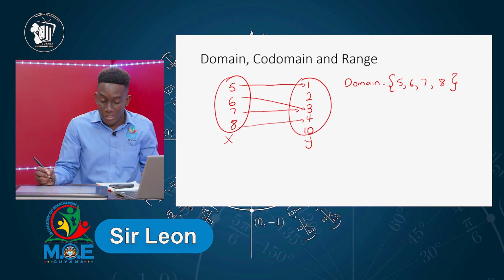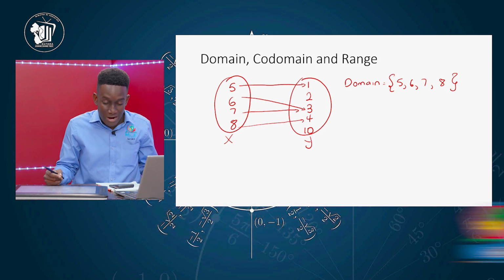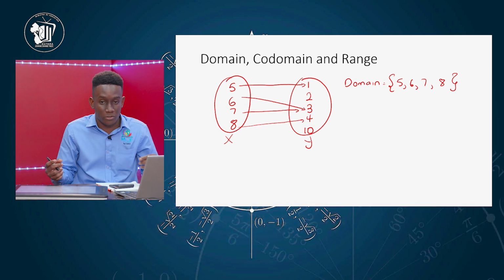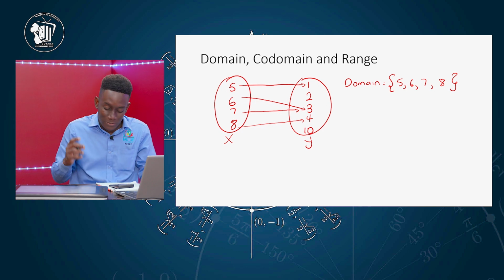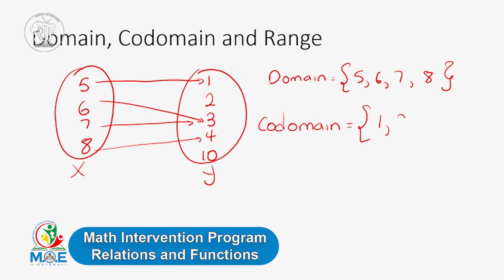And the codomain in this example would be everything in Y, regardless of whether something is mapped onto it or not. As long as it's in Y, that would be the codomain: 1, 2, 3, 4, and 10.